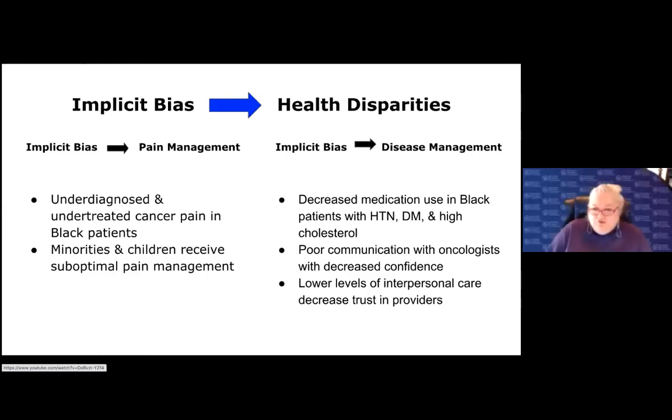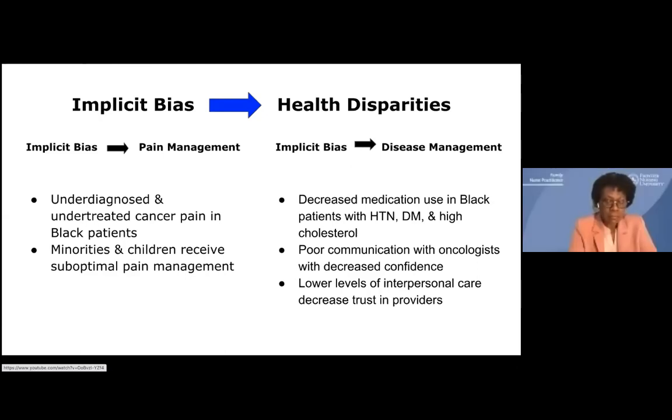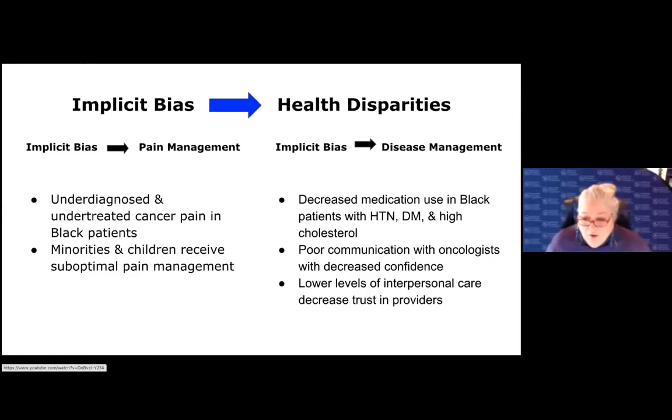Communication between the patient and the provider is essential for effective disease management. In patients with cancer, if they have poor communication with their oncologist, it results in a decreased trust in the oncologist's ability to provide care. And then lower levels of interpersonal care between a patient and his or her provider results in decreased trust in that care that the provider is giving them. Dr. John, would you add anything to that?